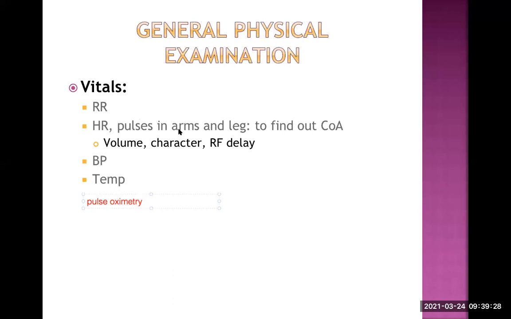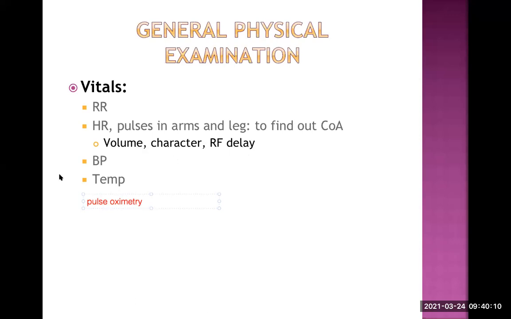Regarding the pulses in arms and legs, one of the conditions every student knows is coarctation of the aorta. Okay, there is radiofemoral delay in coarctation of the aorta. Radiofemoral delay. This is a very important feature. So when we check the pulse, check for the volume of the pulse, check for the character of the pulse, and check for radiofemoral delay. Now, I'm sure you have already studied this in internal medicine when we talk about the cardiovascular system.